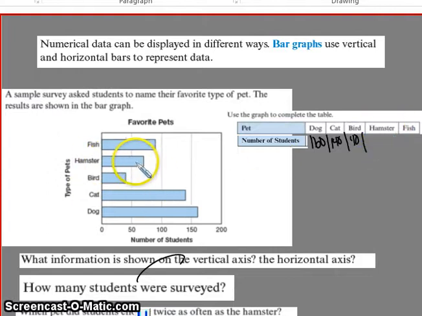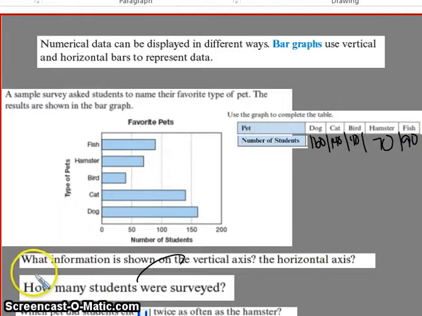Hamsters. Hamsters are between 50 and 100. About halfway right here would be 75, so that might be about 70. Again, we're just estimating. And for fish, we're between 50 and 100. Halfway, about right here, would be 75. So I'd say that was maybe 85 or 90.